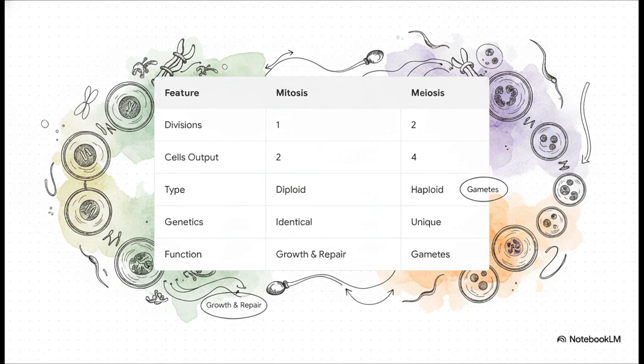Mitosis gives you 2 cells, meiosis gives you 4. Mitosis produces diploid cells with a full genetic set. Meiosis produces haploid cells with half. Mitosis builds identical clones, meiosis builds completely unique cells. And functionally, mitosis is just for growth and repair, while meiosis is strictly for reproduction.